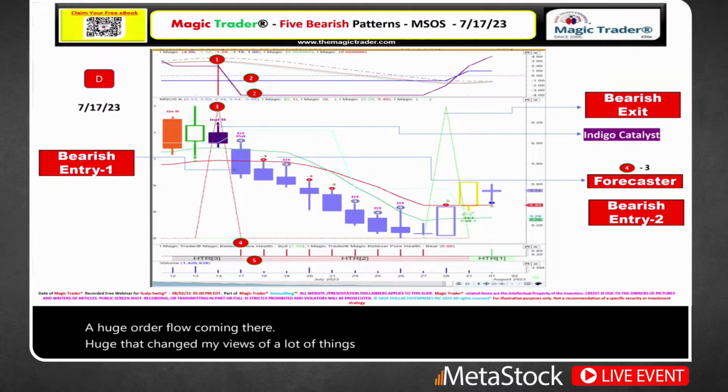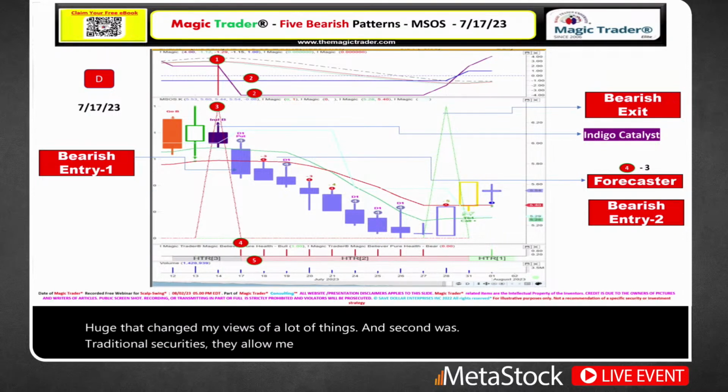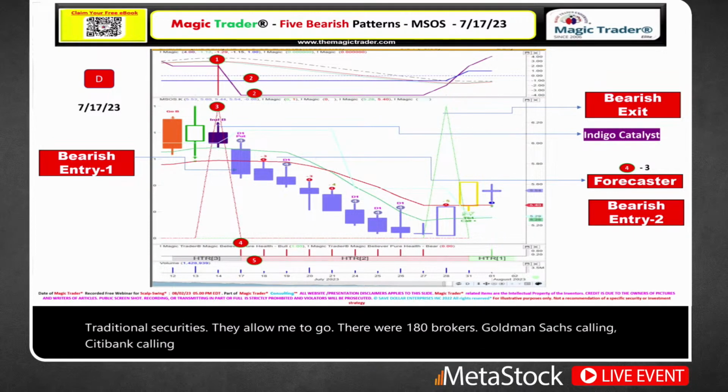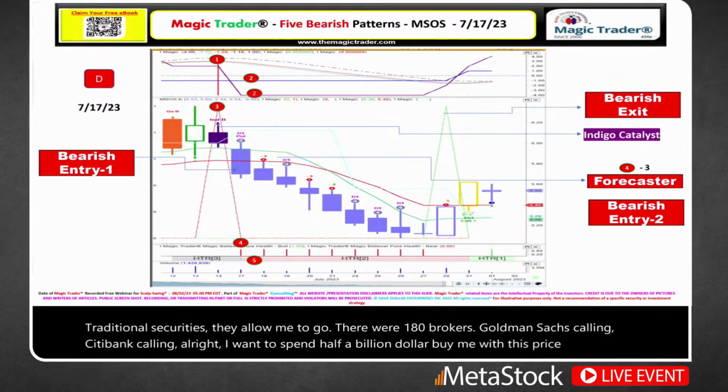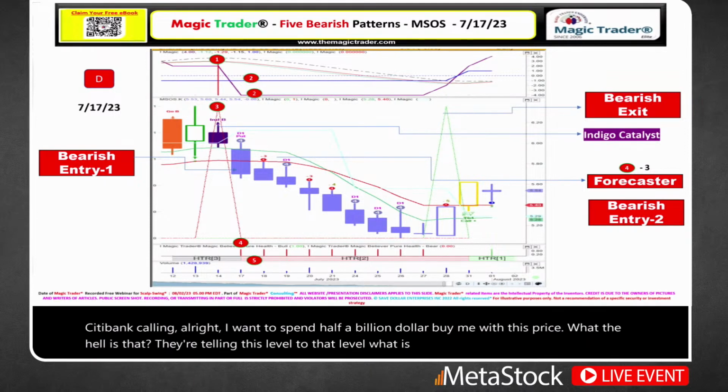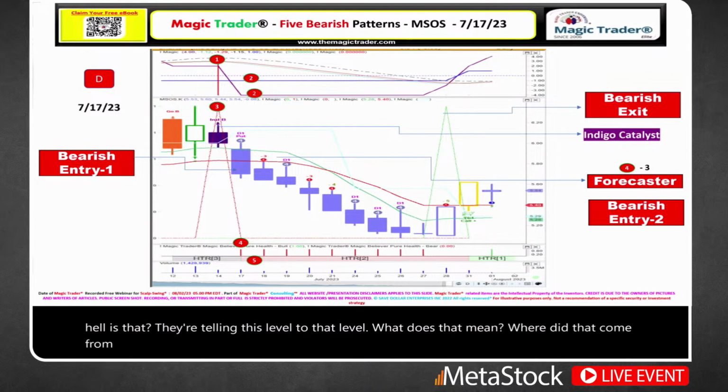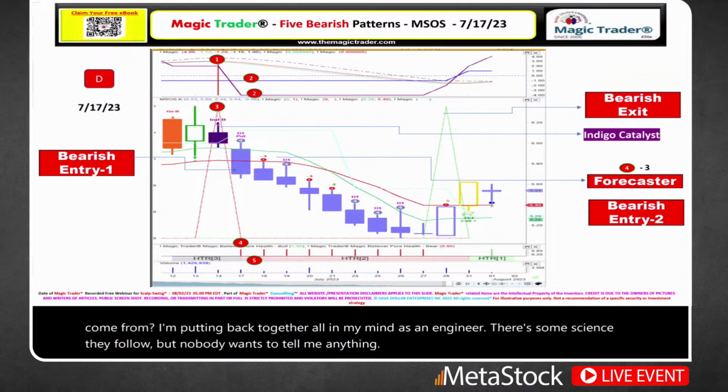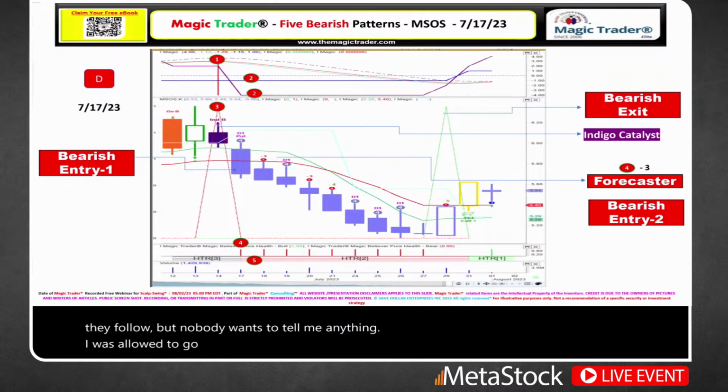And second was traditional securities. They allowed me to go there. There were 180 brokers, Goldman Sachs calling, Citibank calling: all right, I want to spend $500 million, buy me at this price. What the hell is that? They're telling this level to that level. What does that mean? Where did that come from? I'm putting it all back together in my mind as an engineer. There is some science they follow, but nobody wants to tell me anything. I was allowed to sit there listening for hours. I said, wow, this is fascinating.